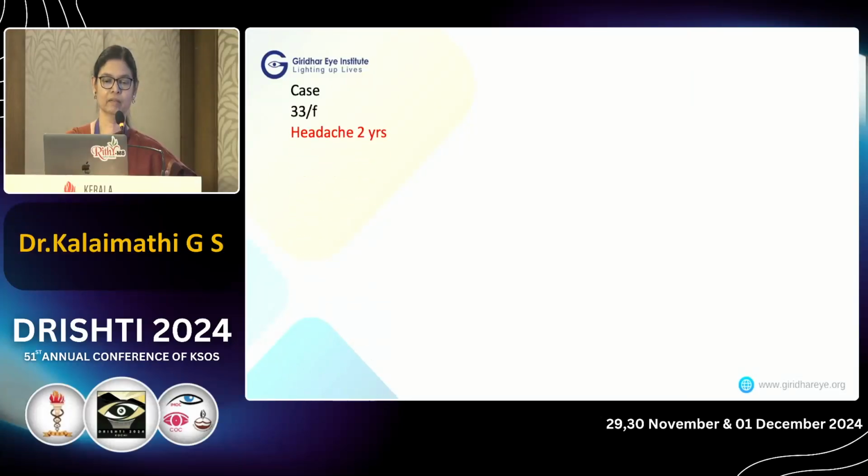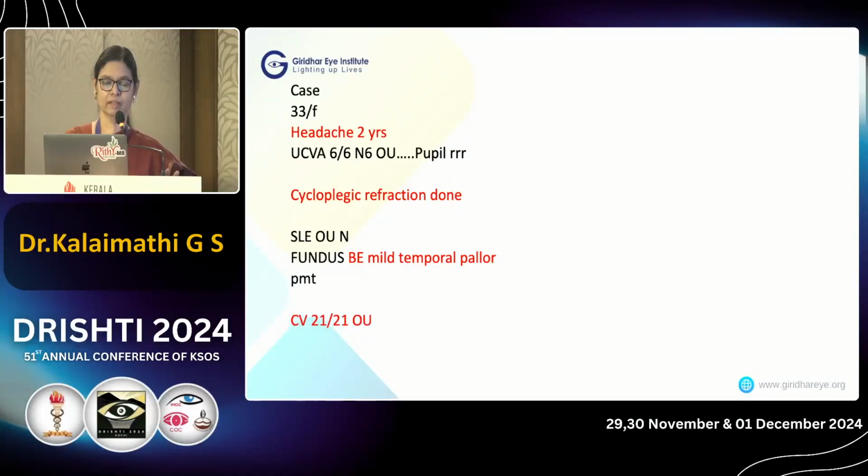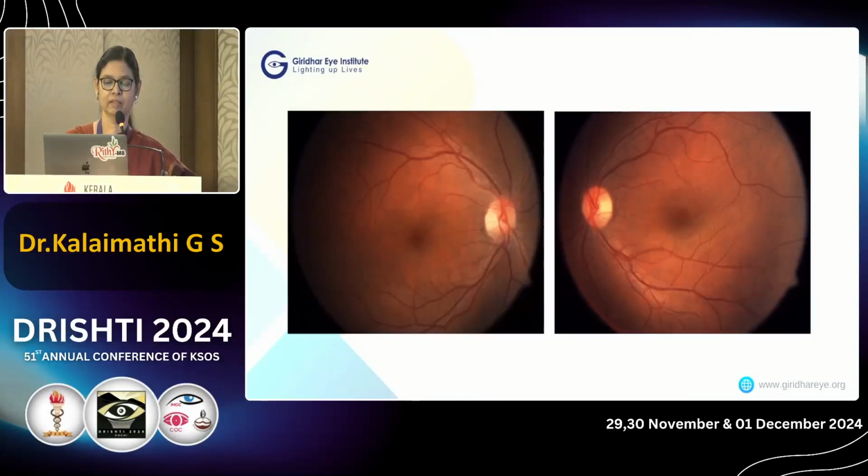33-year-old female, headache 2 years duration, vision 6/6 N6 in both eyes, pupil normal, cycloplegic refraction done, slit lamp normal, fundus both eyes mild temporal pallor. She was called for PMT, and during the PMT color vision was checked because of the temporal pallor. It was normal, and she was given plus 0.5 glasses. And this was the fundus picture, bilateral mild temporal pallor.